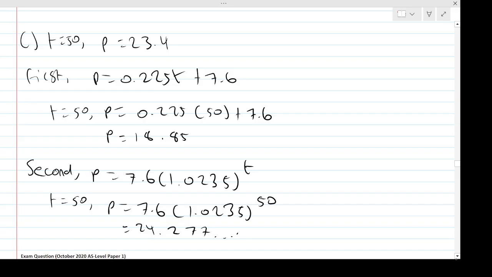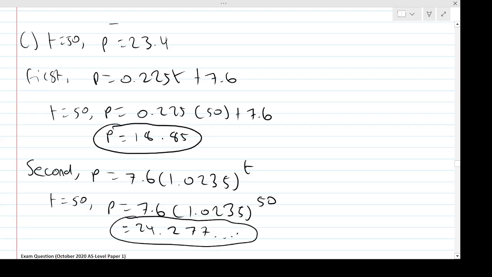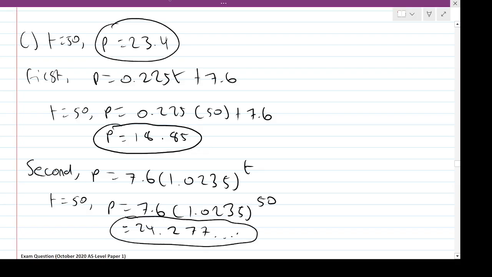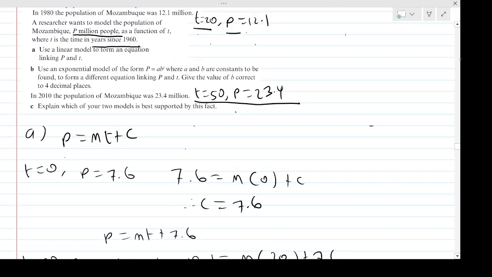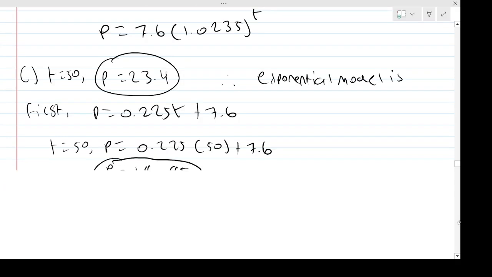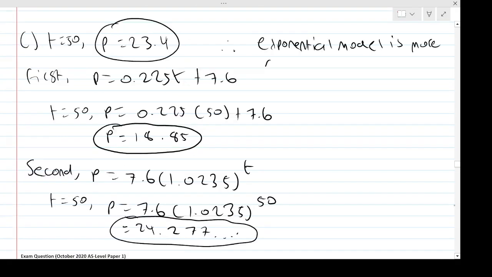Well, actually, which answer then from the straight line, and from the exponential, which one is closest to 23.4, the true value of P? Hopefully, it's going to be the exponential one. So the exponential model is more reliable. What does it say exactly? Which is best supported? Okay. It is more reliable, I'd say. More reliable because it gives a closer approximation.